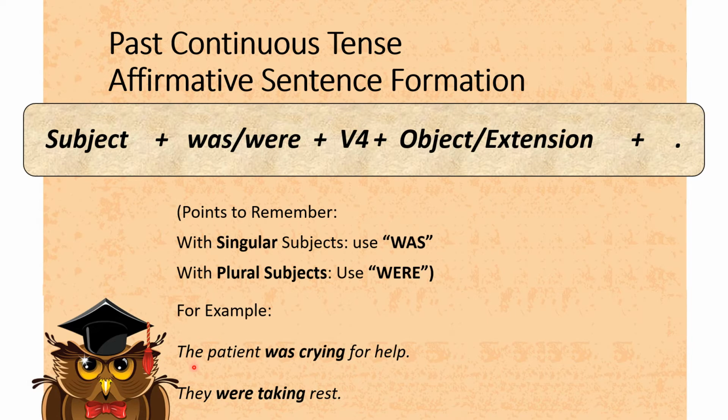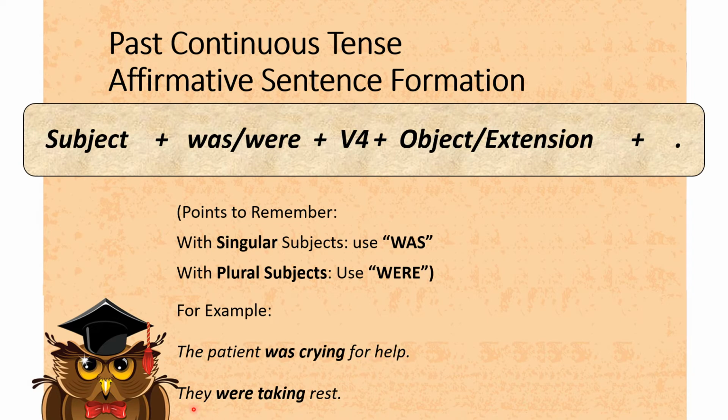In the first sentence, you can see that the patient here is the subject, was is the auxiliary verb, as the patient was our singular subject, and with singular subject we use was as auxiliary verb. That is why I have added was here. Crying is the ing form or the fourth form of the verb. For help here is the extension and full stop.